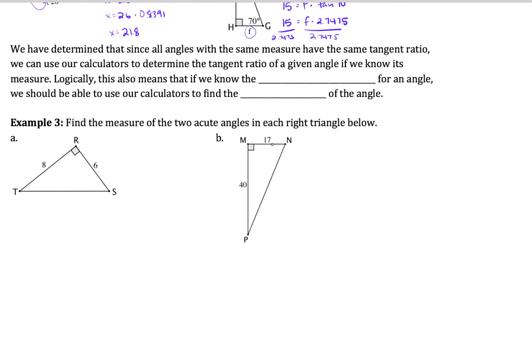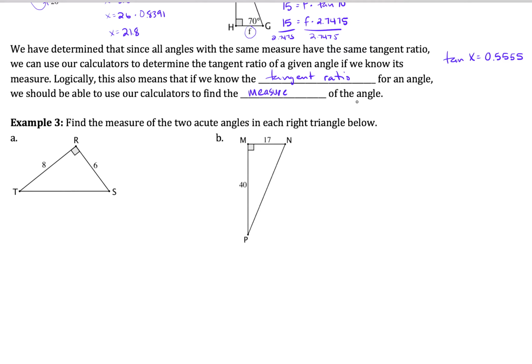We've determined that since all angles with the same measure have the same tangent ratio, we can use our calculators to determine the tangent ratio of a given angle if we know its measure. Logically, this also means that if we know the tangent ratio for an angle, in other words, if we know that the tangent of some angle x is equal to, let's say, 0.5555, we should be able to use our calculators to actually find the measure of that angle.